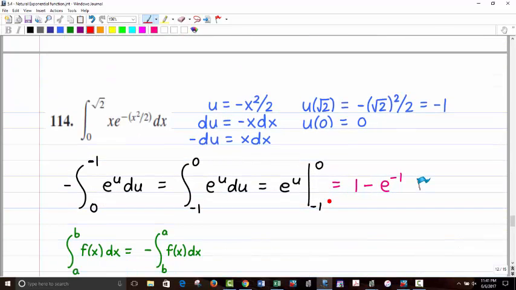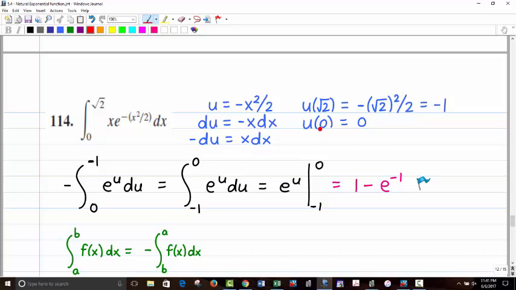Another definite integral. Let u be the exponent here, -x squared plus 2, which makes the derivative, 2 comes down, the 2's will cancel, -x dx. So I'll move the negative, not the x, just the negative, to the other side to make it negative du equals x dx.